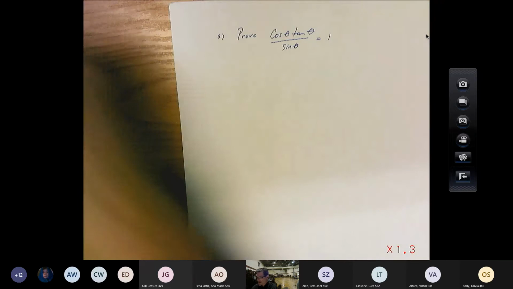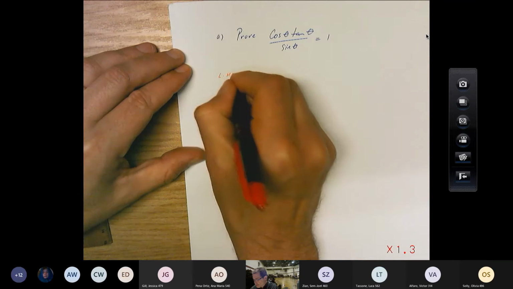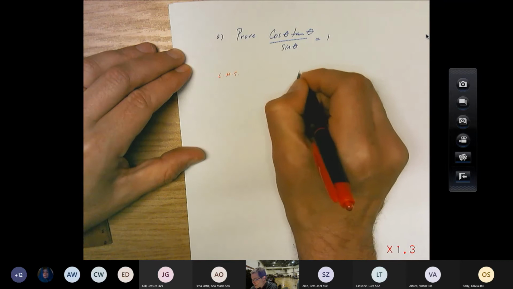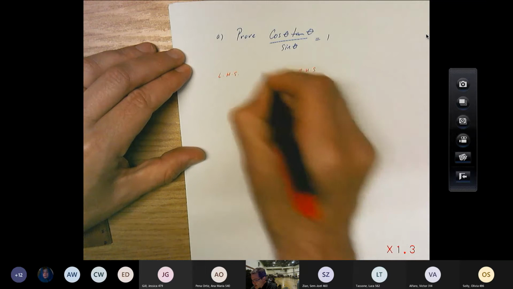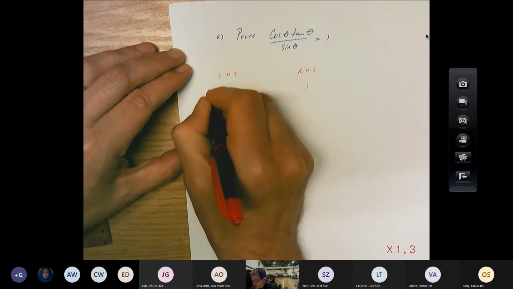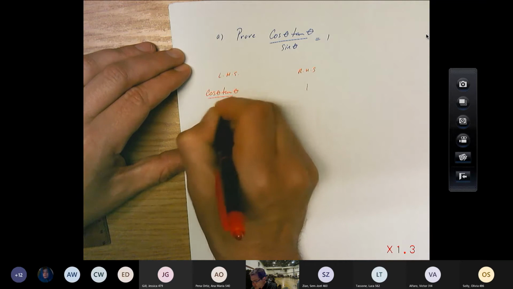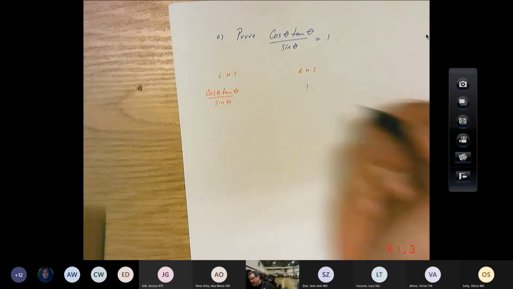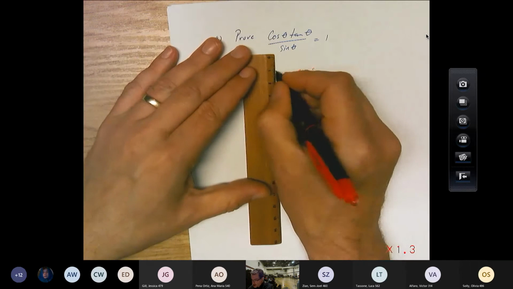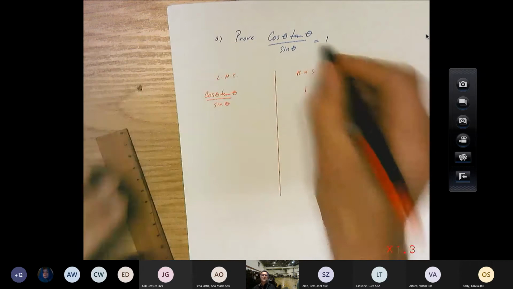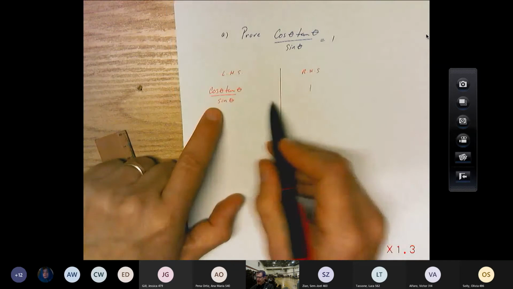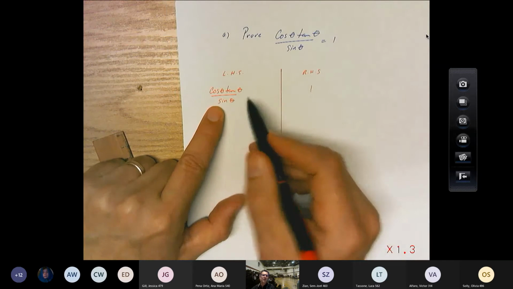The exact same question. So I'm going to start off with the left-hand side. And I got a right-hand side. And the right-hand side is 1. And the left-hand side is cos theta tan theta over sine theta. And we get the Gandalf line that we can't cross, which is the equal sign, right? You're not allowed to cross that. Anything from here can't go over there, and he can't go over there.